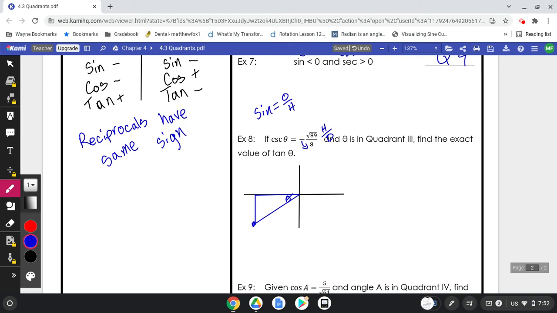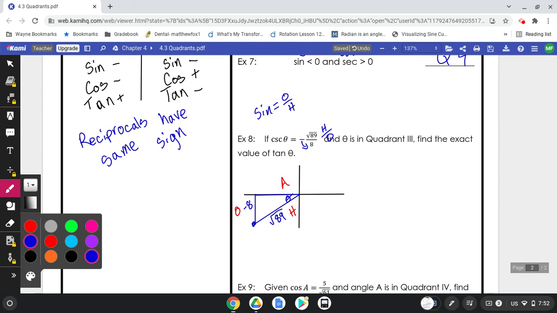So that negative goes with the 8. Meanwhile, the square root of 89 cannot be negative, but that goes right here. Okay, the O, opposite. So once again, adjacent, opposite, hypotenuse. So the opposite is -8.